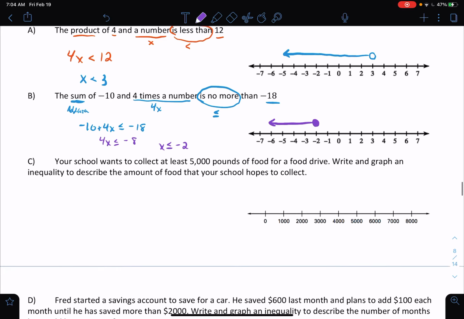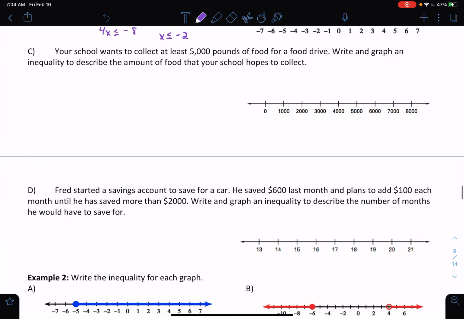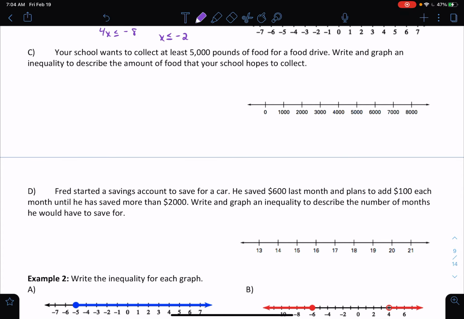All right, moving on to C. Here we've got a word problem, an application problem. Your school wants to collect at least 5,000 pounds of food for a food drive. So we see this key phrase, at least. Write and graph an inequality to describe the amount of food that your school hopes to collect. They want to collect at least 5,000, which means 5,000 is the minimum.